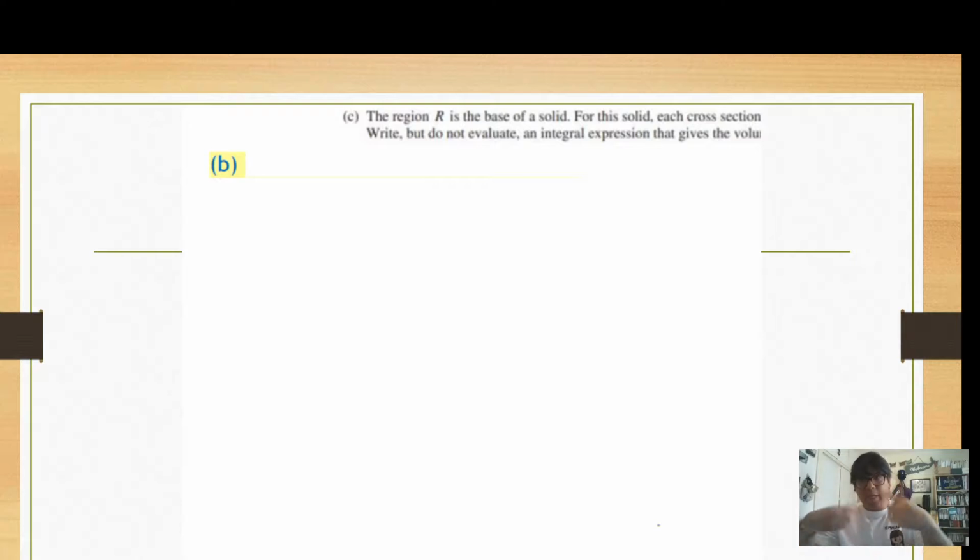Since we're rotating around an axis, our first question is, what kind of shape are we going to have? Is it going to be a washer or a disc? I always like to answer that question with, was one of the boundary curves of the region actually the axis of rotation? And of course it wasn't. Both of the boundary curves were curves, and the axis of rotation is always a straight line. So that means we're going to have some kind of a washer.